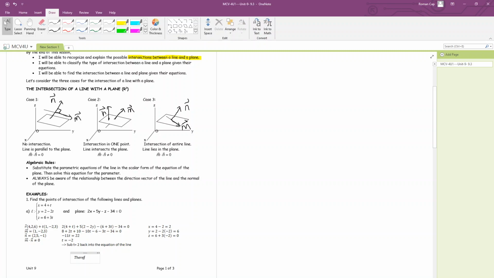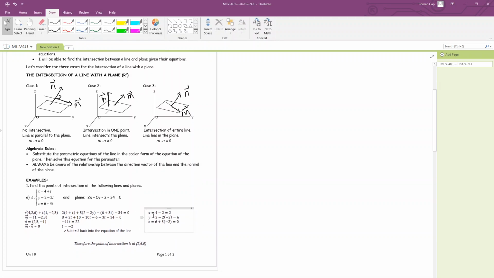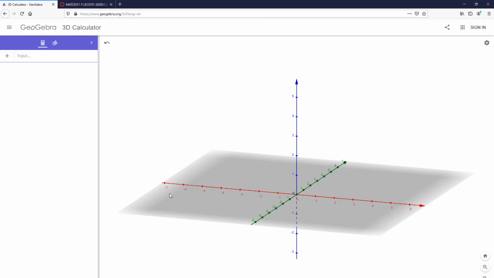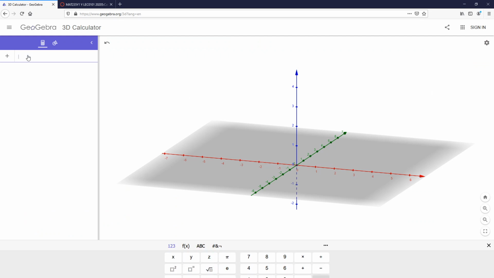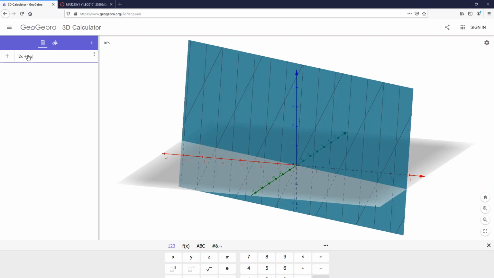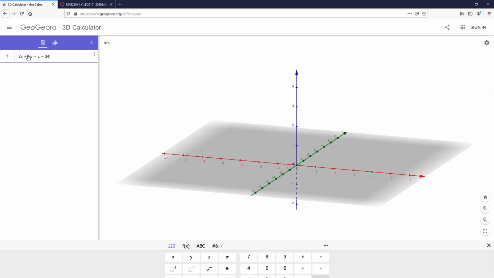So therefore, the point of intersection is at (2, 6, 0). And we'll actually graph this just so you can get a visual representation of it. So we have the plane 2x + 5y - z - 34 = 0.